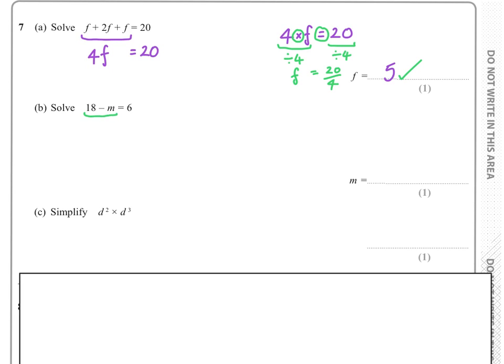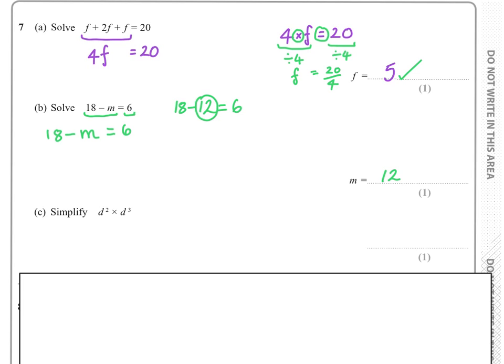Now let's look at this second equation, this second balance. We have 18 minus m equals 6. Now some of you may see that 18 minus 12 equals 6, and if you wrote that down as workings, that should be fine, and you could write the answer 12. But if you start with the question and try and do the same thing to both sides to get the value of m, let's see if this works.